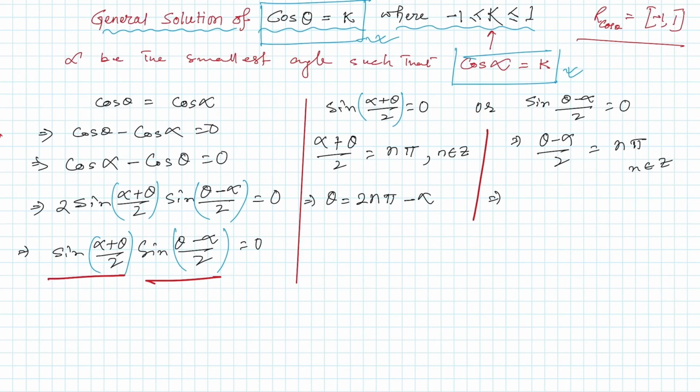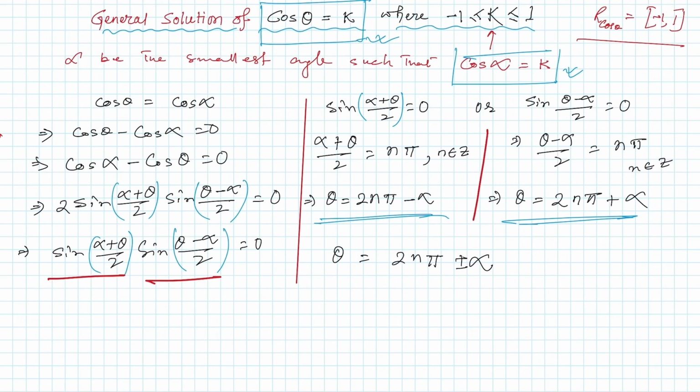which will imply that theta is equal to 2 n pi plus alpha. So if you compare these two results, we will get theta is equal to 2 n pi plus or minus alpha. So this is the required general solution, where n belongs to Z. Hope you have understood this.